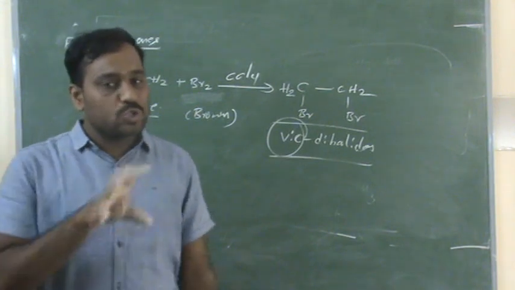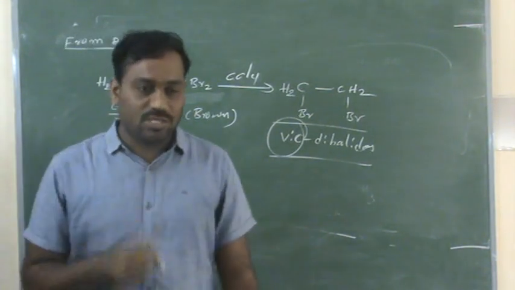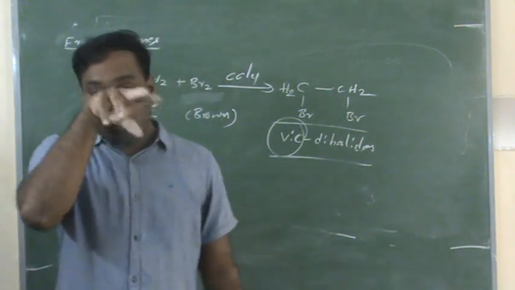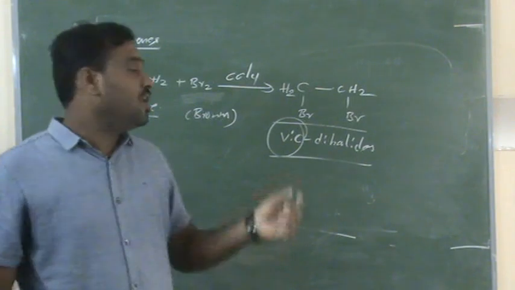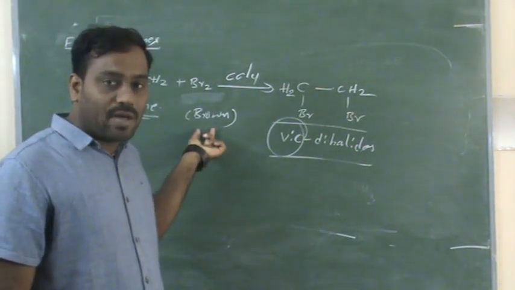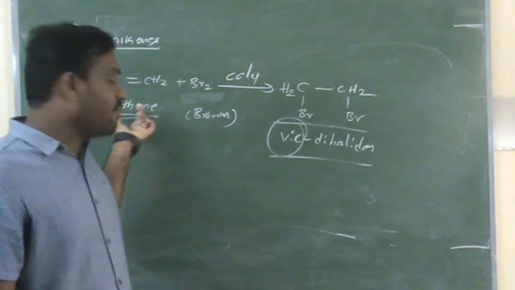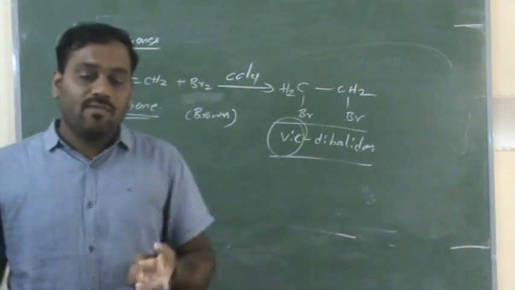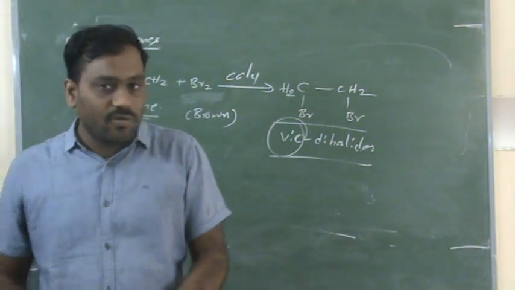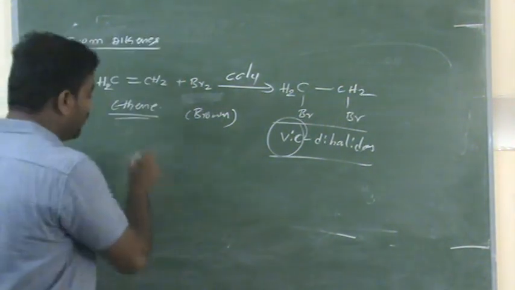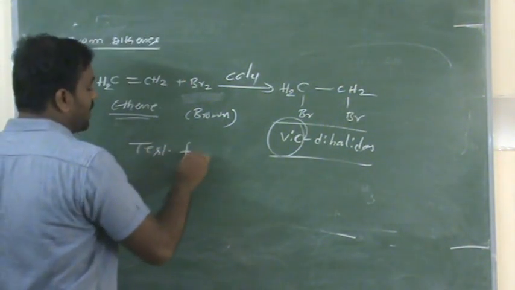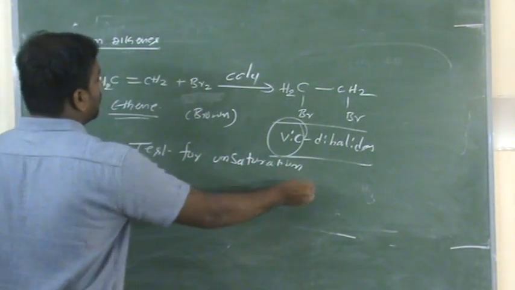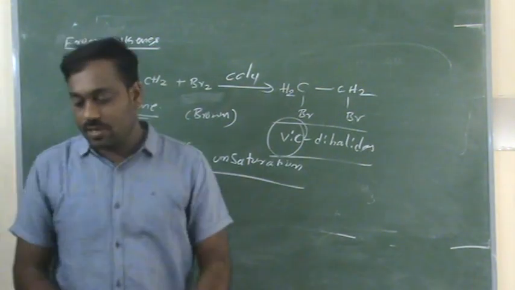It is also used to identify unsaturation. Whether a carbon-carbon double bond is there or not, if you want to identify it, you can use brown-colored bromine. Shake it well with the alkene sample, and immediately the brown liquid becomes colorless. Then you can conclude there is an alkene present. That's why this reaction is called the test for unsaturation. This is very important.